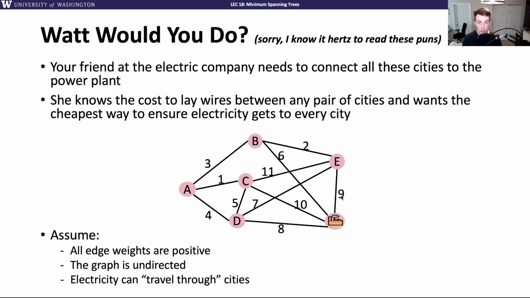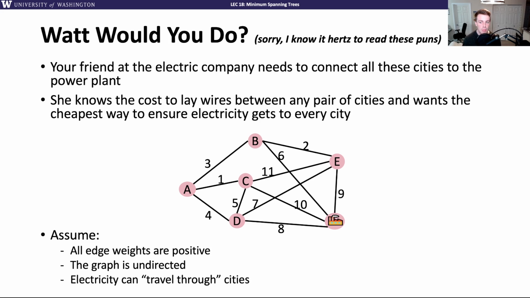We're going to make some assumptions here about this graph. This is all the possible wirings we could use. All of these costs we're going to assume are positive. We're not going to assume there are any government subsidies or anything like that where you get money for laying wires down. We're also going to assume that the graph is undirected. Why? Well, if you're able to lay wires between B and E, it should also make sense that you could lay wires starting from E and go back to B. So in this example, we're just going to assume this graph is undirected.